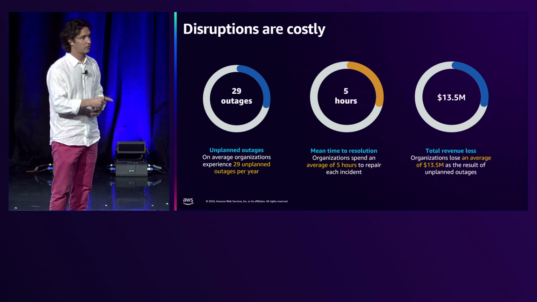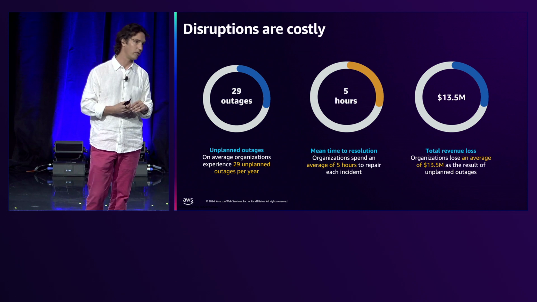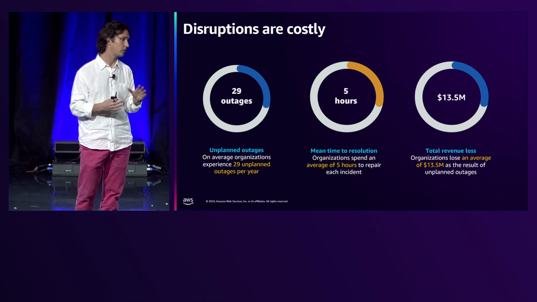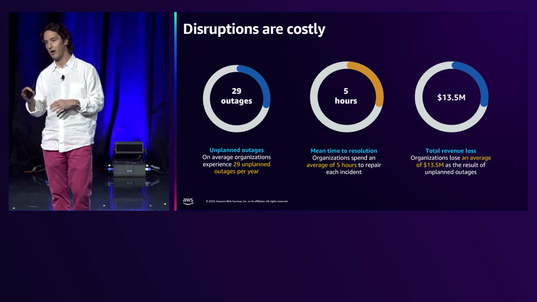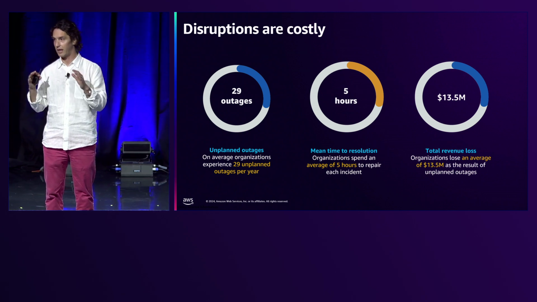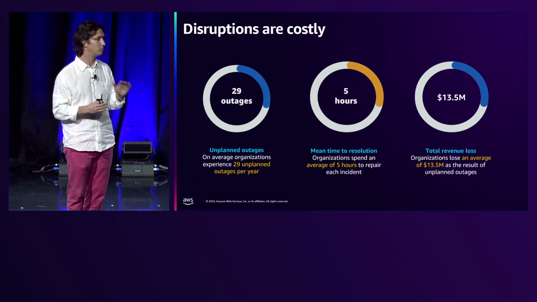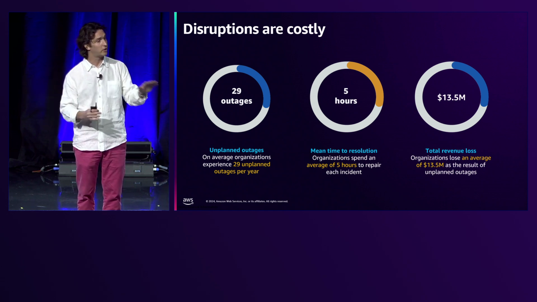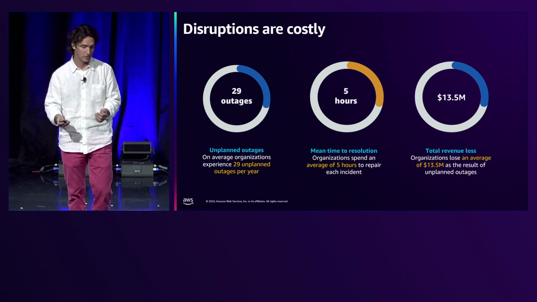Now, disruptions to systems are obviously costly, as we all know. IDC actually did a recent study of this, and they found that enterprise organizations run into, on average, 29 unplanned outages every year. The average outage takes about 5 hours to resolve, right? And that total cost just in managing those outages is $13.5 million a year. And that's before we talk about the brand impact, the reputational damage that having your most critical systems down for some period of time has on your business.